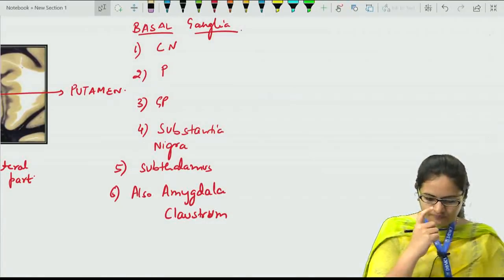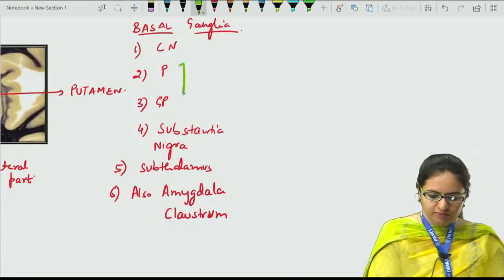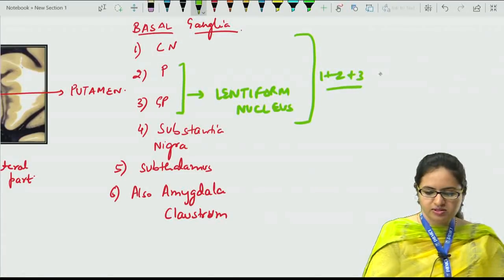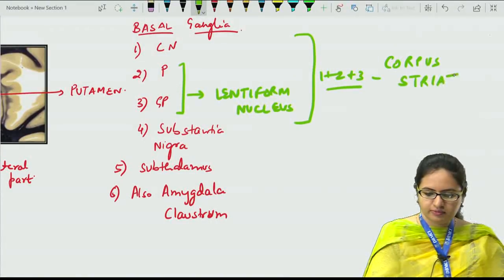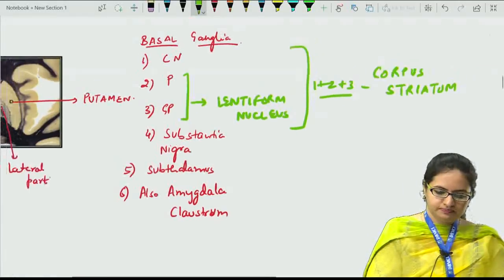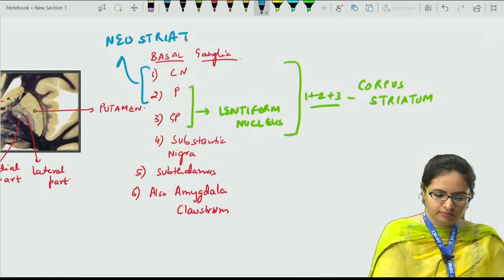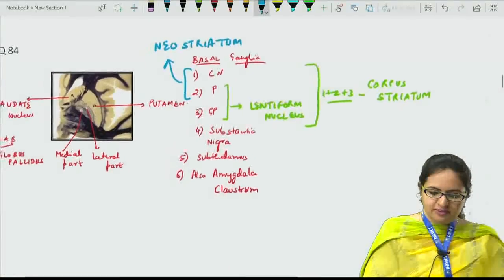If we talk about the putamen and the globus pallidus, together they are known as the lentiform nucleus. And the above three, first, second and third, together are known as the corpus striatum. The 1 and 2 together are known as the neostriatum. These are the parts of the basal ganglia.